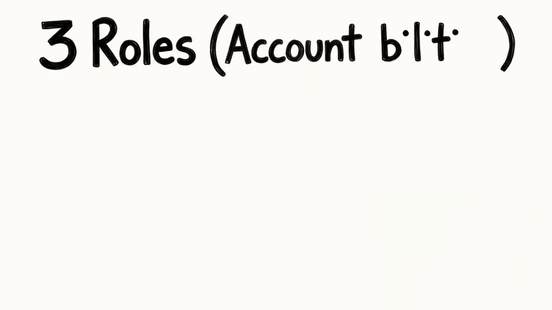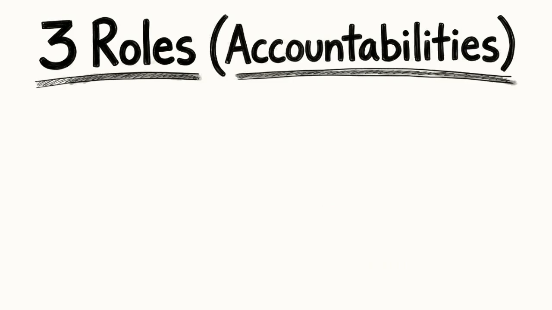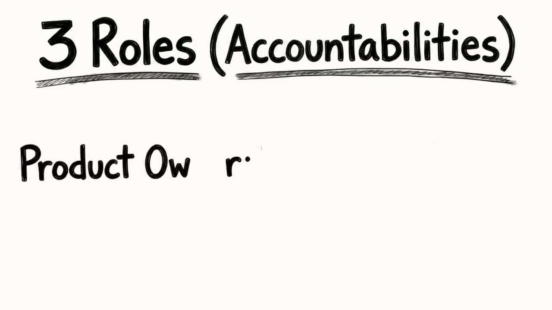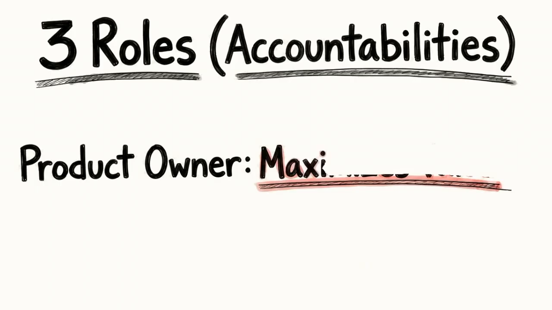Scrum has three roles, also called accountabilities. The first is the product owner. The product owner decides what to build and in what order. Their main job is to maximize value by managing priorities in the product backlog.